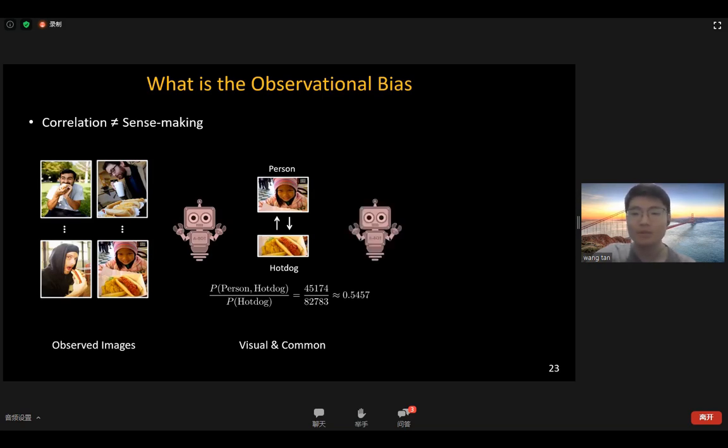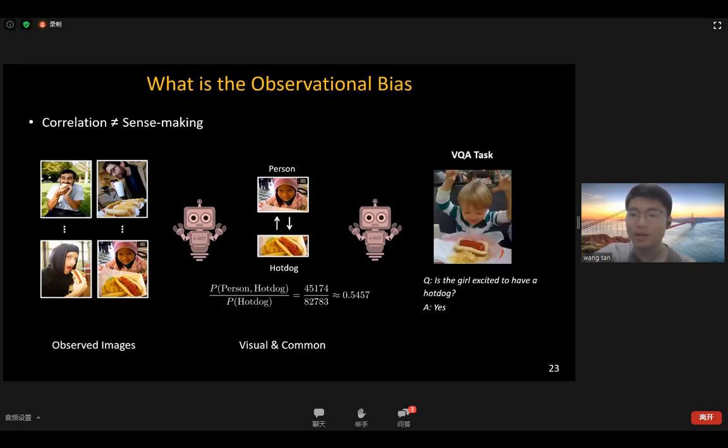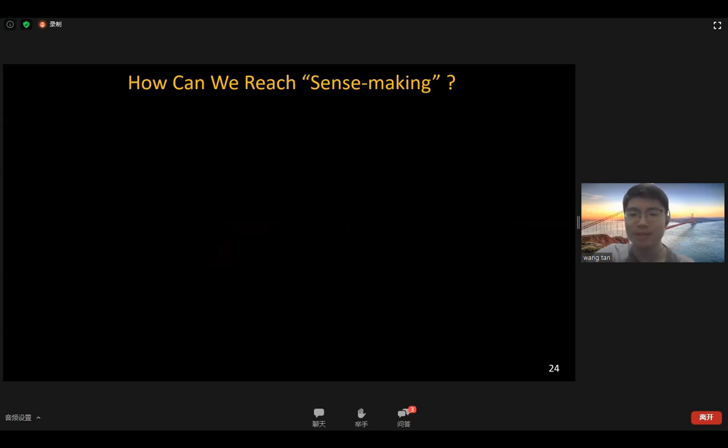Then, in downstream tasks, for example in VQA, we ask, is the girl excited to have the hot dog? The machine may wrongly attribute the attention to the hot dog rather than the person, which leads to cognitive errors and is not sense-making. How can we reach sense-making? Sense-making denotes the unchanging true cause for the existence of one object.